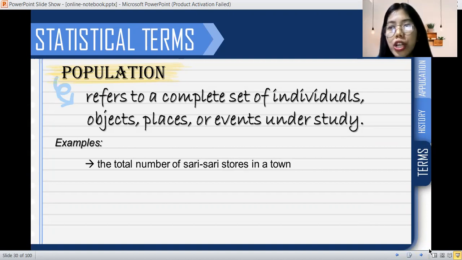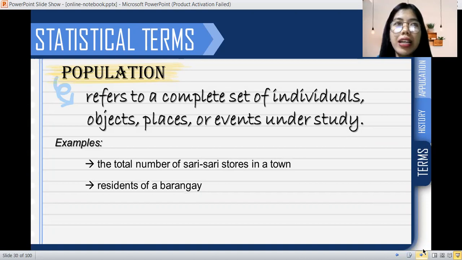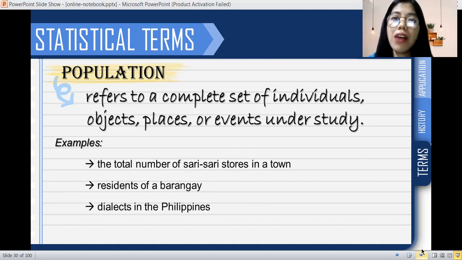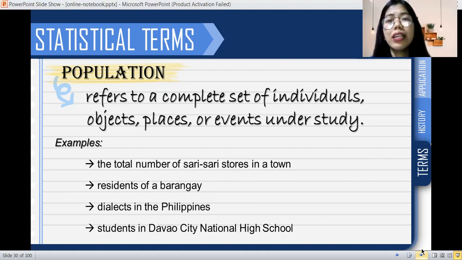So, complete po siya. We also have the residents of a barangay. Ilang residente ba ang meron sa isang barangay? Yan po ay tinatawag natin na population dahil lahat po kabilang dyan. Okay, and we also have the dialects in the Philippines. And the students in total number of students in Davao City National High School. So, population din po yan. Okay?